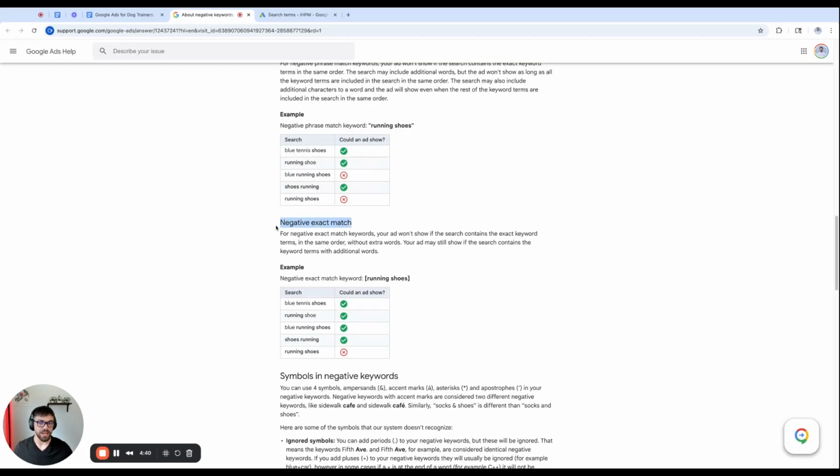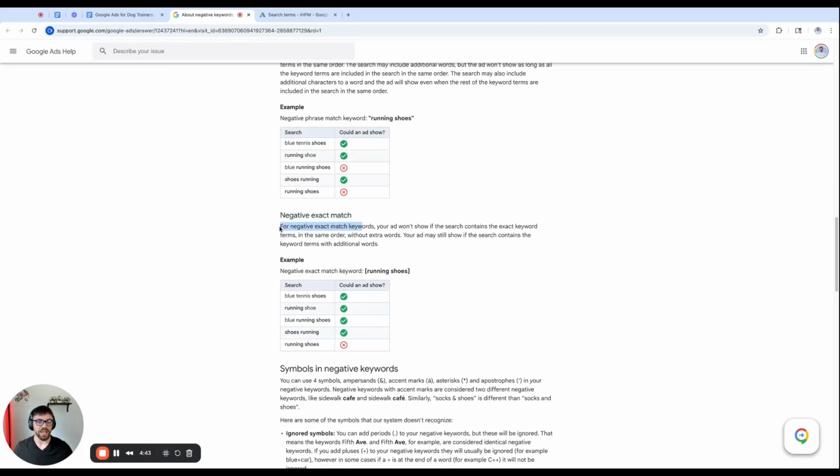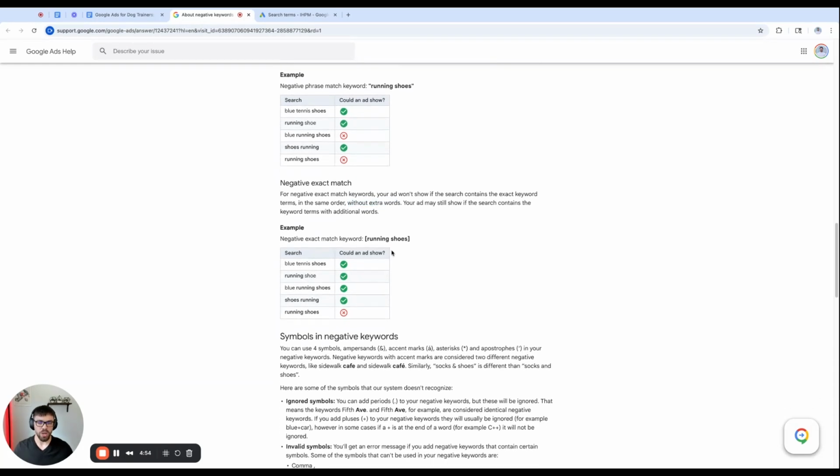Now for the last one, we have negative exact match. So for negative exact match keywords, your ad won't show if the search contains the exact keyword terms in the same order without extra words. So someone will have to type in running shoes exactly, and that is it for your ad to not show up with an exact match type for this negative keyword. So if your negative exact match keyword is running shoes, right, and you're using exact match, which is denoted by these brackets here, your ad will show up for blue tennis shoes.